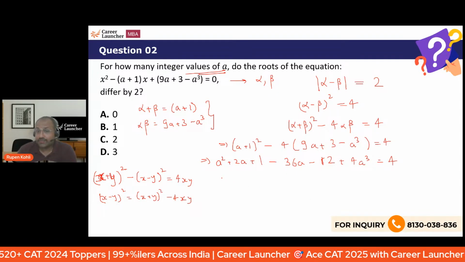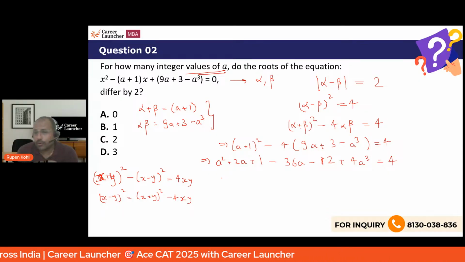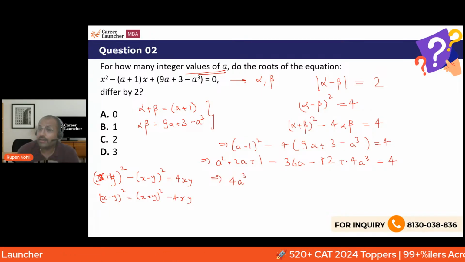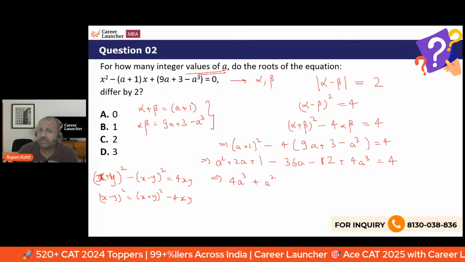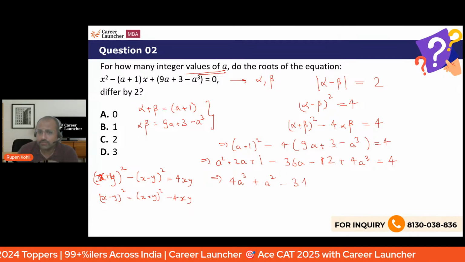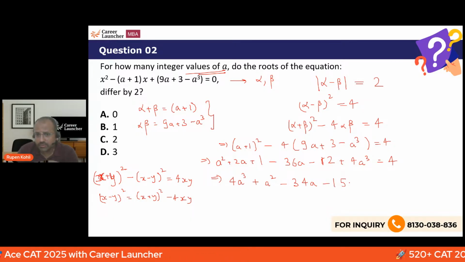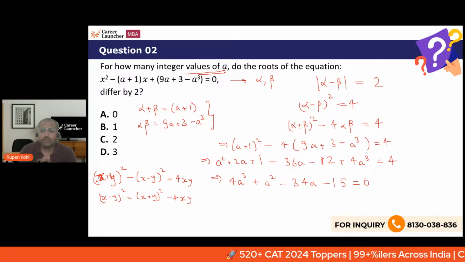Now I'll be discussing a very relevant concept over here with higher order polynomials. Now look at this. We have that 4a cube, simplifying and collecting all the terms, 4a cube and a square, and 2a minus 36a would make it minus 34a, and this is minus 12 plus 1 minus 11 minus 4 is minus 15 equals 0. This is the cubic that I have. My objective is to find the number of integer solutions of this.